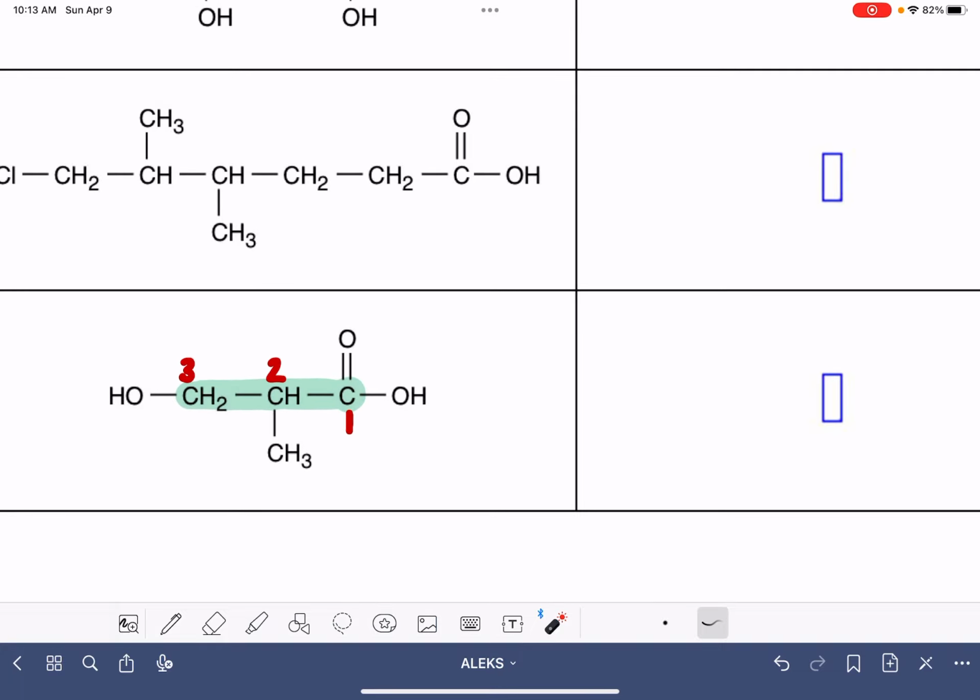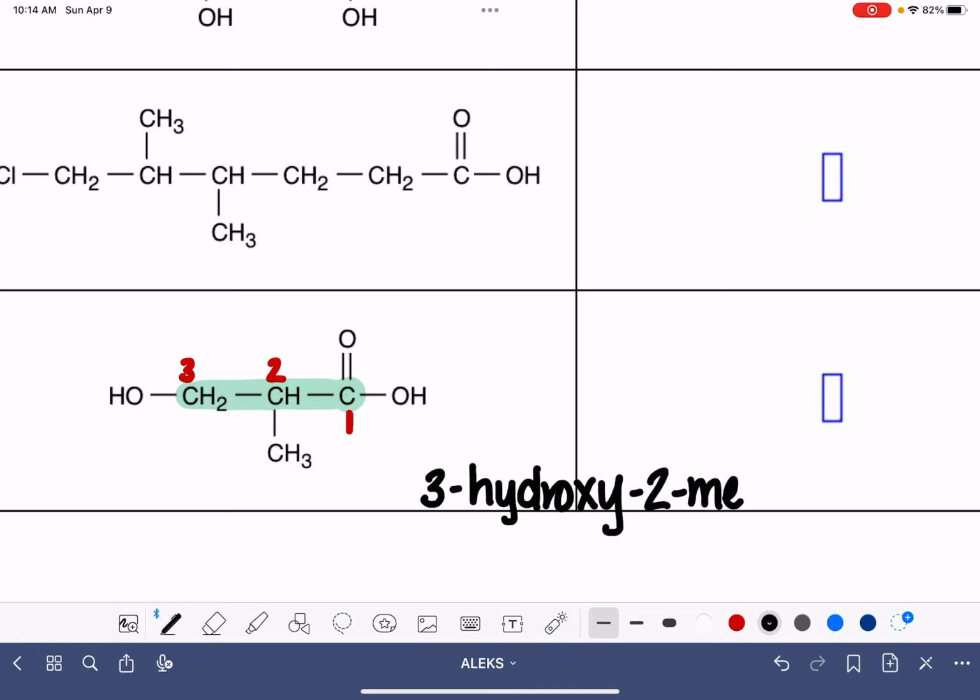All right, so now we're ready to put the molecule's name together. We have a substituent on carbon number 2. It's a methyl, alphabetized as M. We have a substituent on carbon number 3. It's a hydroxy, alphabetized as an H. So this is going to come first in the molecule's name. We're going to start off 3-hydroxy. Then we locate and name our methyl, 2-methyl.